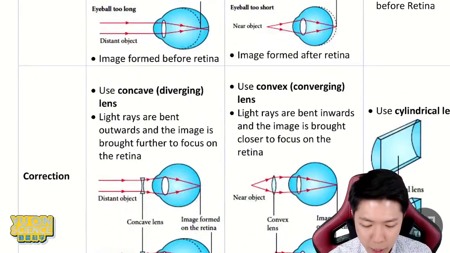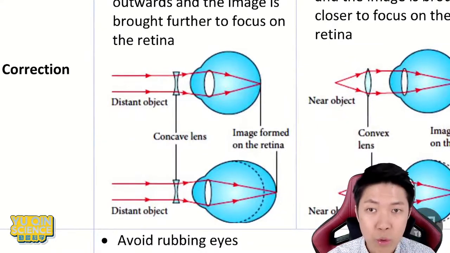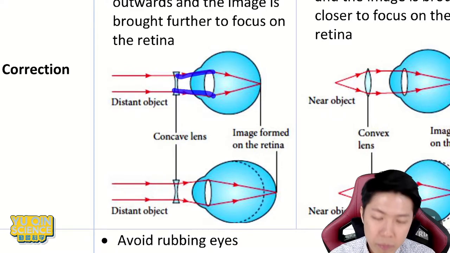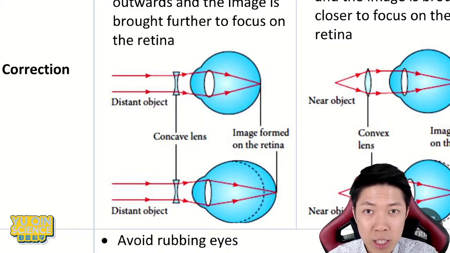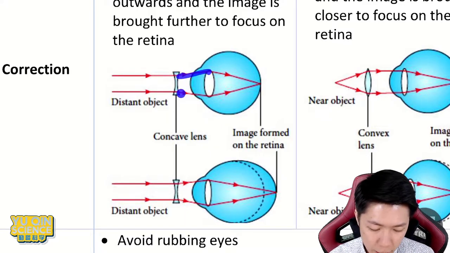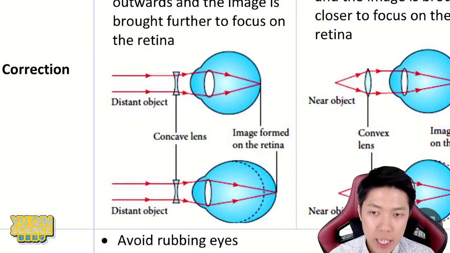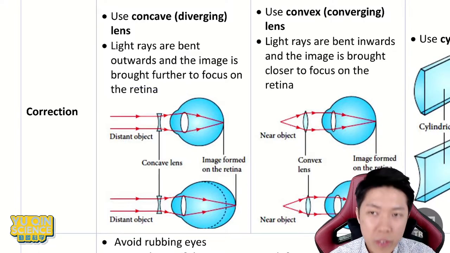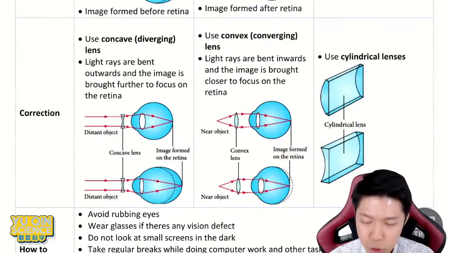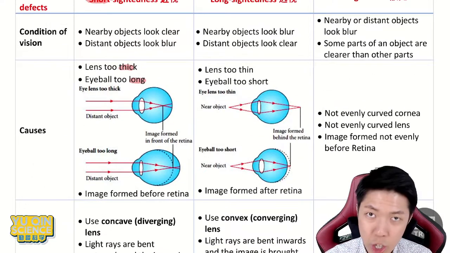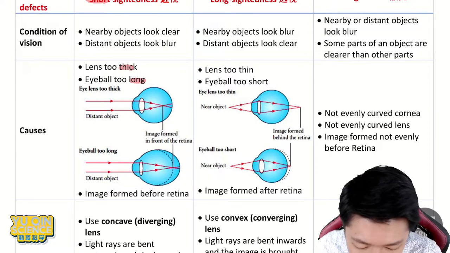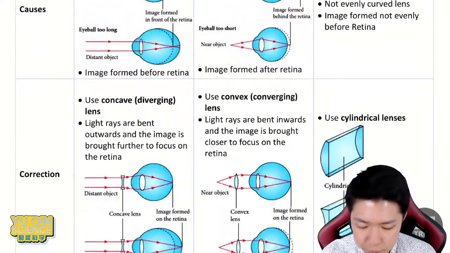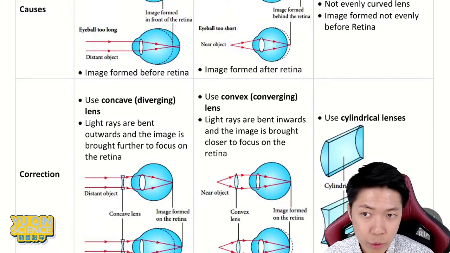So how do we solve? We wear spectacles with concave lens, which is most of us who wear spectacles now. Your lens should be concave lens. That actually opens up the light ray, and imagine it's shooting it further when they open up, shooting it further to touch the point behind. So the function of the concave lens is actually to bring the image further. So what you have to remember is the condition, which is what you can see and what you cannot, and also the causes, which is too thick and too long, and what type of correction you must wear as spectacles.